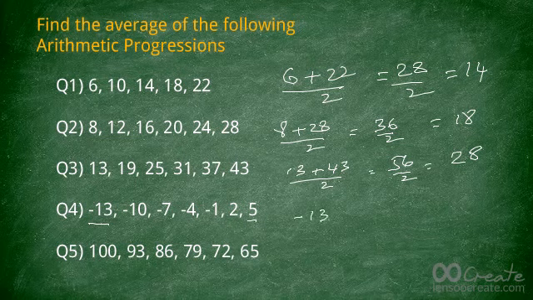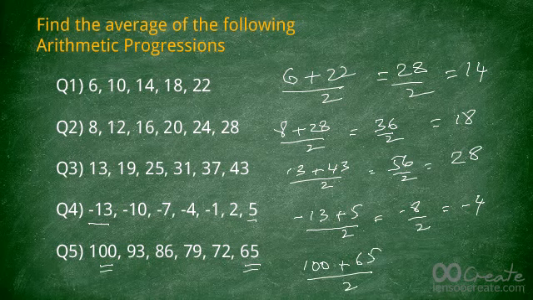Question number 4, it starts off with negative 13, ends at 5, so we'll say minus 13 plus 5 divided by 2, that gives you minus 8 over 2, that's equal to minus 4. And in question number 5, it starts off with 100, ends at 65. It's a decreasing series, doesn't matter, we use the same method. We say 100 plus 65 divided by 2, which is equal to 165 over 2, which is equal to 82.5. I hope you got every one of these questions right.